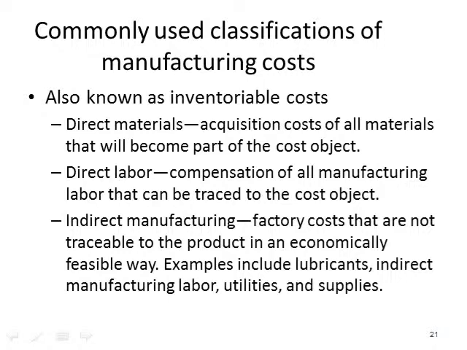Direct materials, direct labor, and then we have indirect manufacturing. And these are factory costs that are not traceable to the product in an economically feasible way. And those might include examples such as lubricants for the machinery used, or indirect manufacturing labor to repair and maintain the machinery used, or the janitorial costs to clean the warehouse, utilities and supplies. These costs are all known as inventoriable cost.